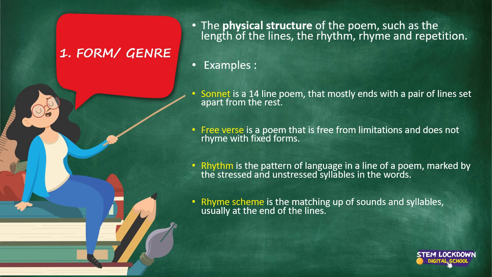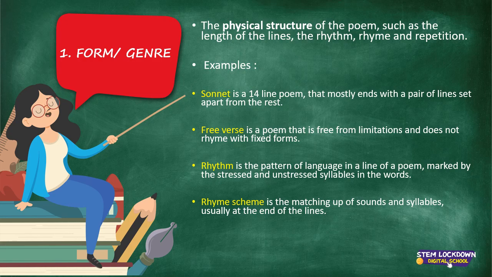Right, so let's start with the form, or what you call the genre of the poem. What is that? This is the physical structure of the poem, such as the length of the lines, the rhythm, the rhyme, and repetition, okay? For example, we have a sonnet, we have a free verse, we have a rhythm, we have a rhyme scheme, okay?